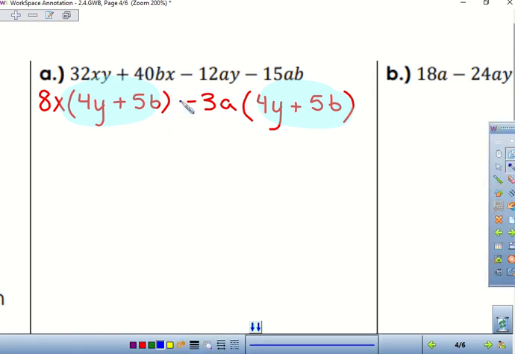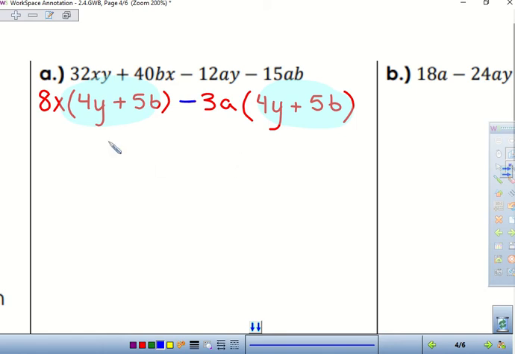I'm going to erase that. I got that minus sign here. Now I want you to look at this as one big entity here. These are like two separate terms. Notice they have this bit in common, the 4y plus 5b. Now we know that if two terms have a factor in common, we can factor it out, right?